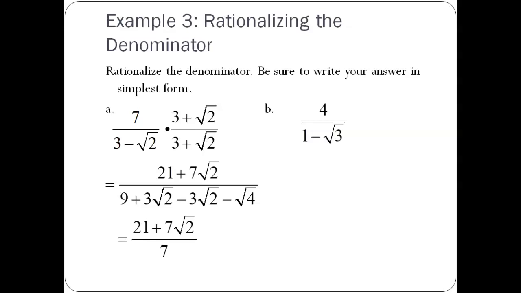Now if we can simplify, we should. So in this case, both 21 and 7 root 2 go evenly into 7. So 21 divided by 7 is 3. 7 root 2 divided by 7 is root 2. So this is 3 plus root 2.